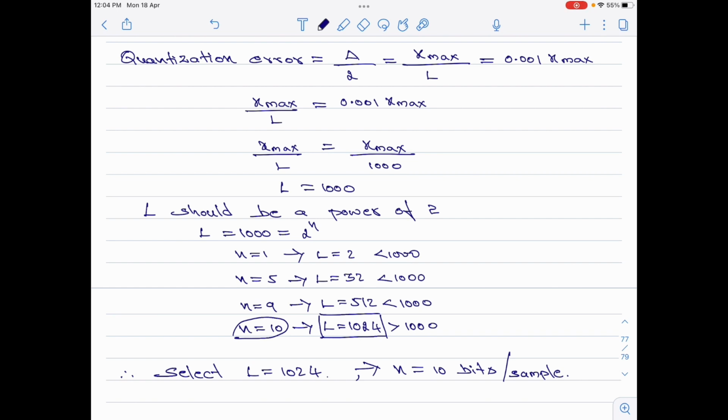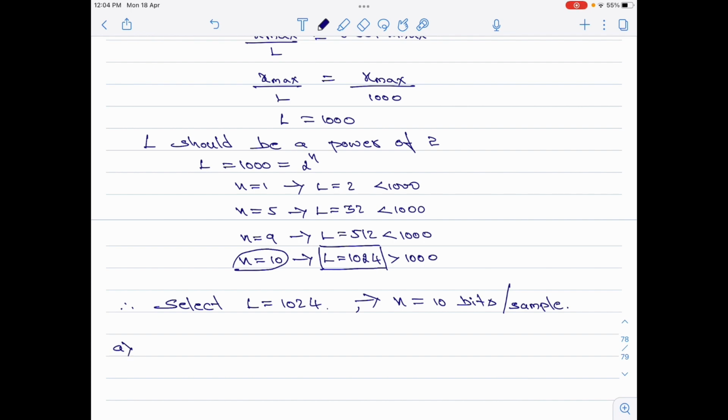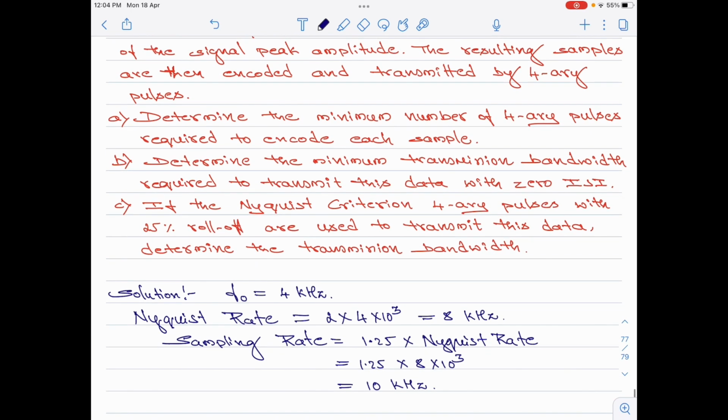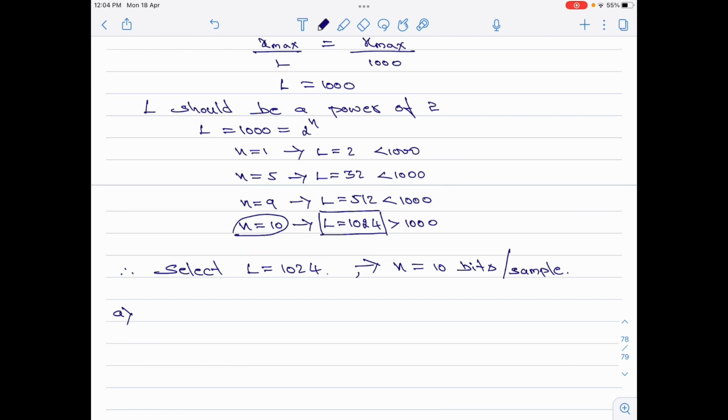Right. With that, let us now start going to part A of the question. Part A of the question says, determine the minimum number of 4-ary pulses required to encode each sample. Let us now first understand how many bits of information is conveyed in each 4-ary pulse. So, we say each 4-ary pulse conveys log 4 to the base 2 bits of information.